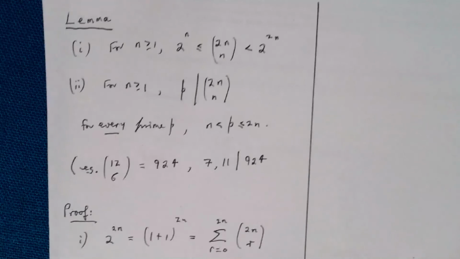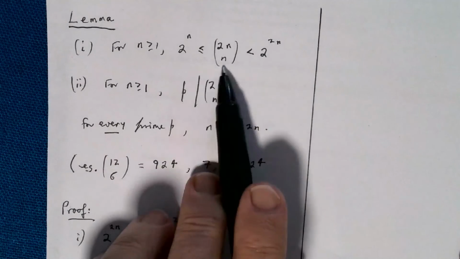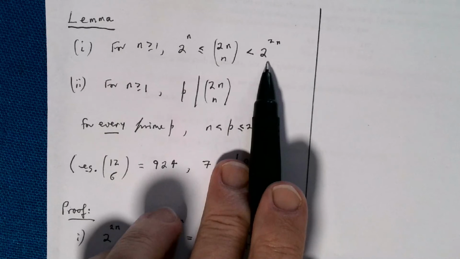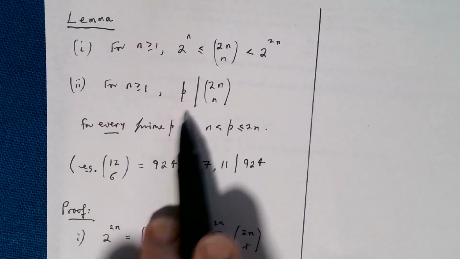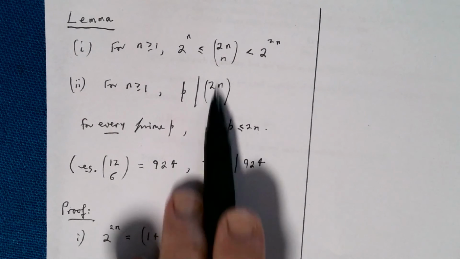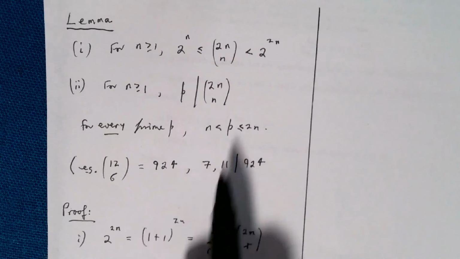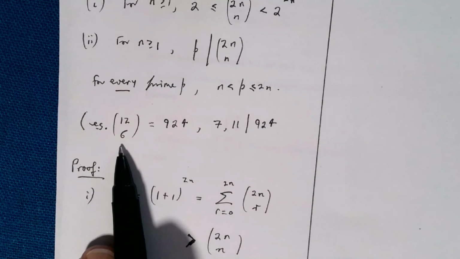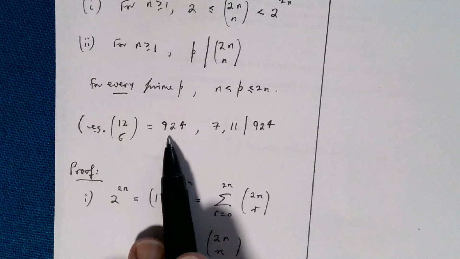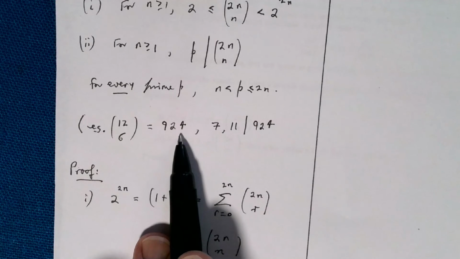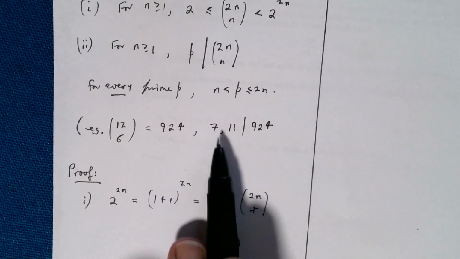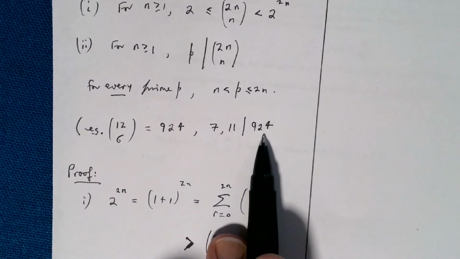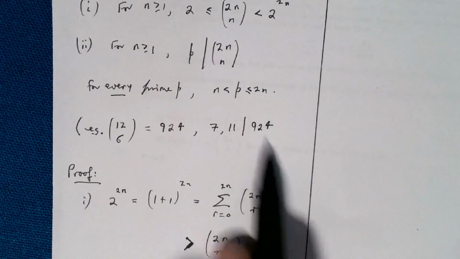So the first one, we're proving that 2 to the n is less than 2n choose n is less than 2 to the 2n. And the second one, we're proving that every prime p between n and 2n is a factor of that binomial coefficient. For example, if I take 12 choose 6, so taking n as 6, that number is 924, and the primes between 6 and 12 are 7 and 11, and both of these are in fact factors of 924.